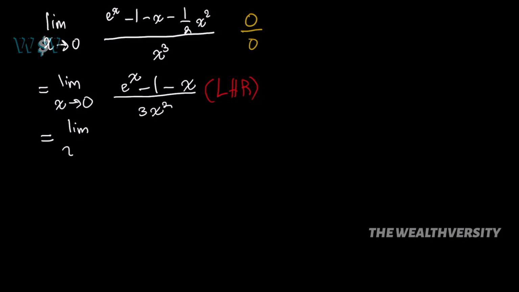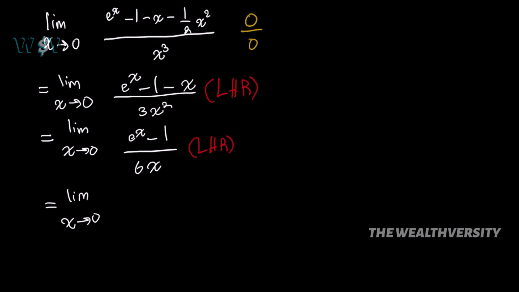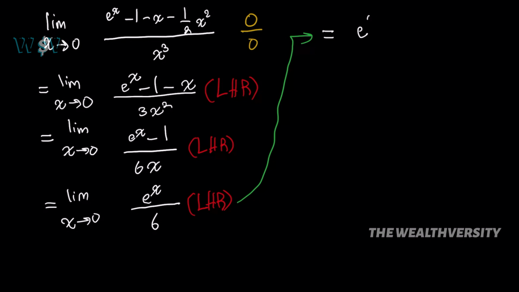So we get the limit as x approaches 0 of e to the x minus 1 over 6x. Looks like we get an indeterminate form. So we do L'Hopital's rule one more time, and we get that the limit as x approaches 0 of e to the x over 6. Now we sub in 0, and we get 1 over 6, which is our limit.